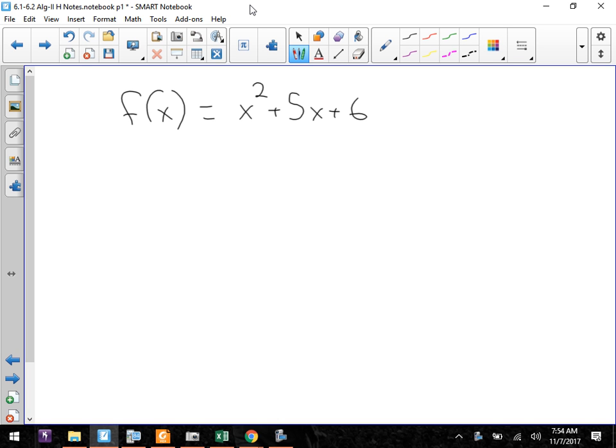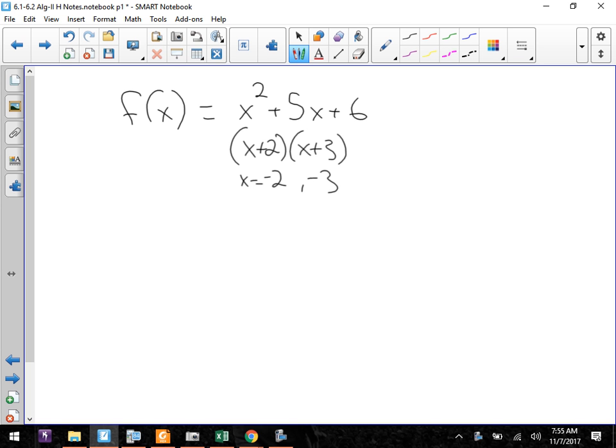Do you need to complete the square? You could, but you don't need to. How would you find your zeros on that problem? Factor. What times what's 6? You add together to get 5. 2 and 3. Okay? And that gives you zeros at x equals -2 and -3.